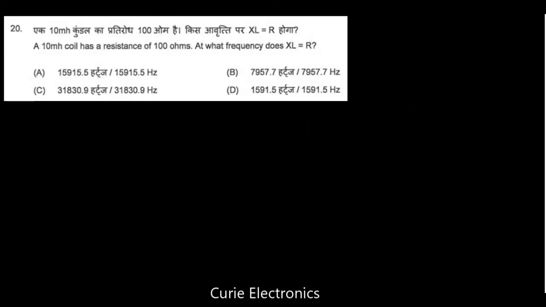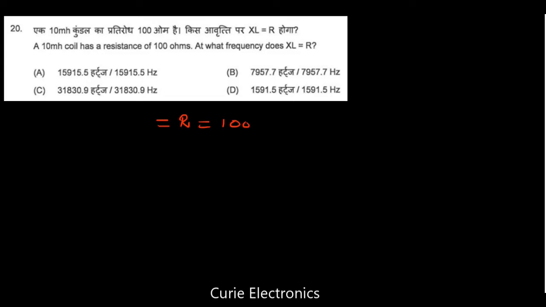Let's see, are the questions over or not? No, it's not over. Now what is there? A 10 millihenry coil has a resistance of 100 ohms. At what frequency does XL equal R? That means XL should become equal to R, which is equal to 100 ohms.